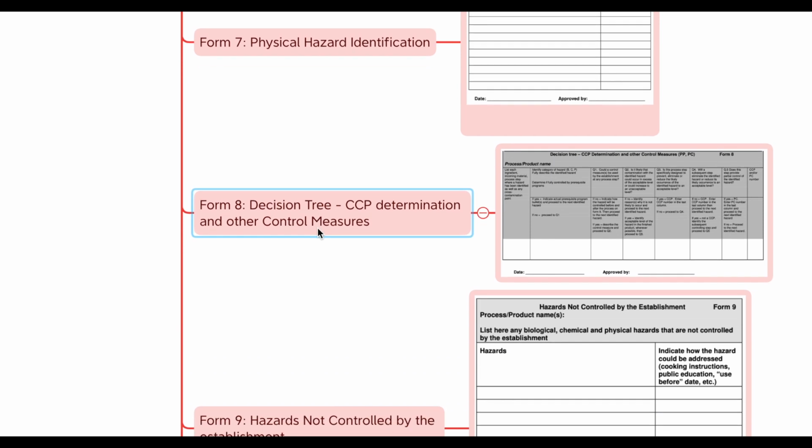Okay, form 8 is where we use the decision tree to determine our critical control points and other control measures. A CCP is a step in your process where a hazard can be controlled or eliminated. In a bakery example, a CCP might be the baking step where harmful bacteria are killed by heat. In a meat processing plant, their CCP might be the cooking step where harmful bacteria are killed by heat. And also for a dairy factory, right? The CCP could be the pasteurization step.